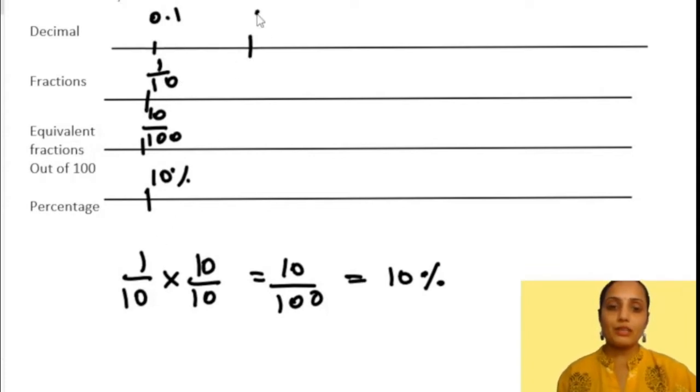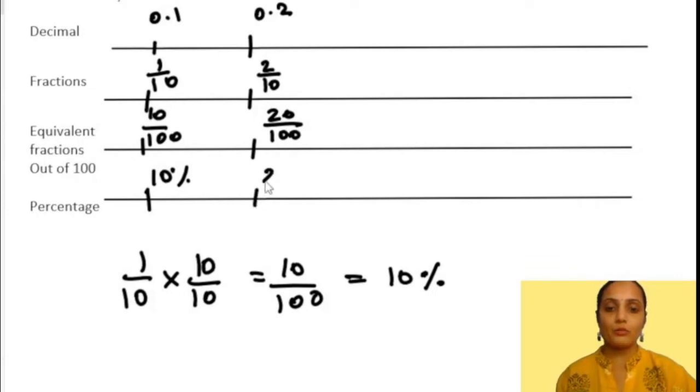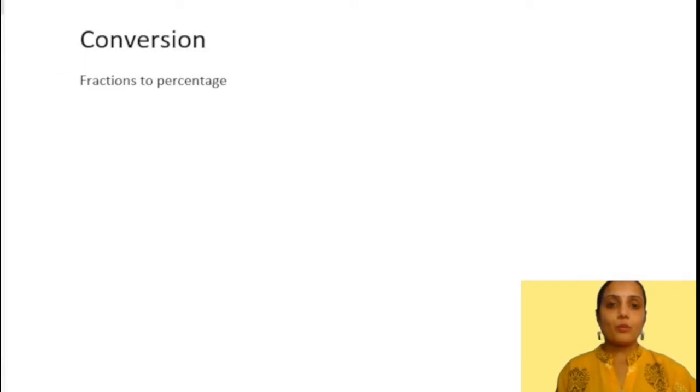The next number, 0.2, will be 2 by 10. Again we get the equivalent fraction, which becomes 20 by 100, and the equivalent percentage becomes 20%. Coming to the next topic, we will see how to convert these numbers into percentage, or percentage back into numbers. The first example we'll take is converting fractions to percentage.